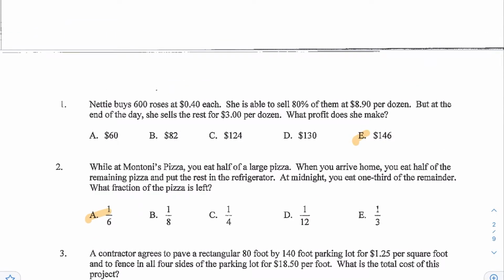For question number 1, it says that Nettie buys 600 roses at 40 cents each. Now she's able to sell 80% of them at $8.90 per dozen, but at the end of the day, she sells the rest for $3 a dozen. What profit does she make?